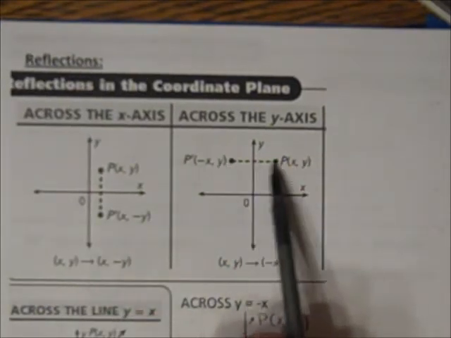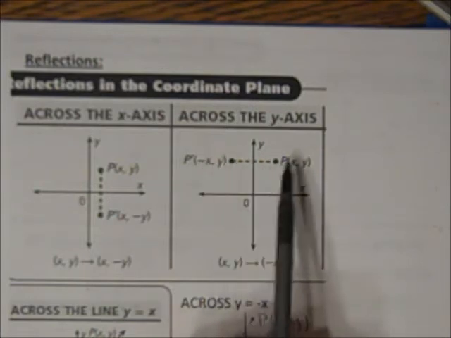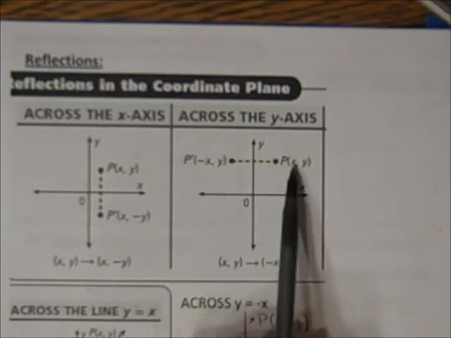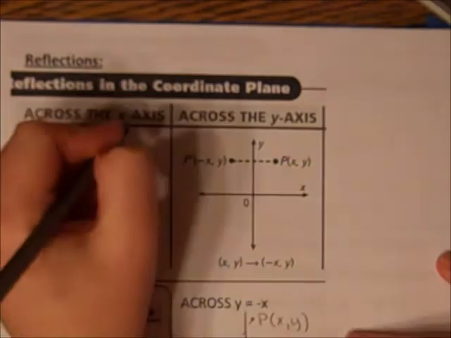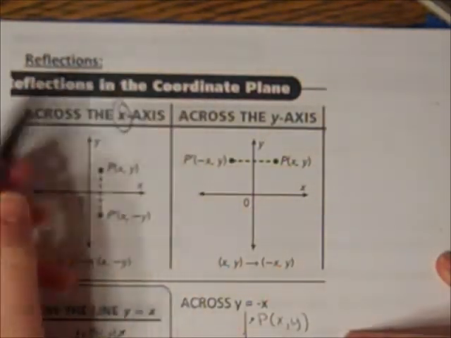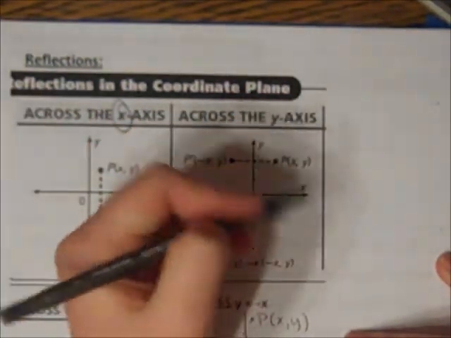Across the y-axis is exactly backwards. The y-coordinate is going to stay the same. You're not moving up or down. You're just switching from the left to the right. So the x-coordinate is the one that changes the sign. So always remember it's opposite of where you're reflecting. You reflect across the x-axis, the y changes signs. Across the y-axis, the x changes signs.